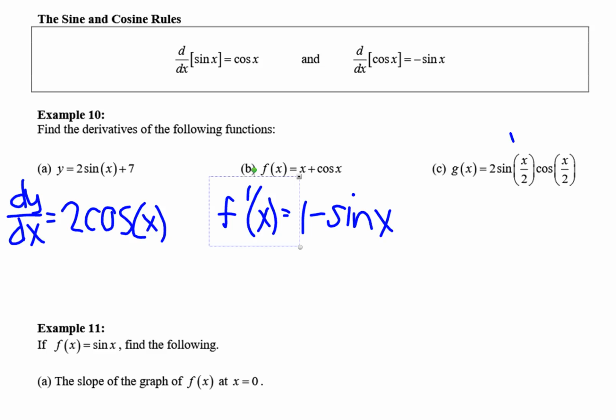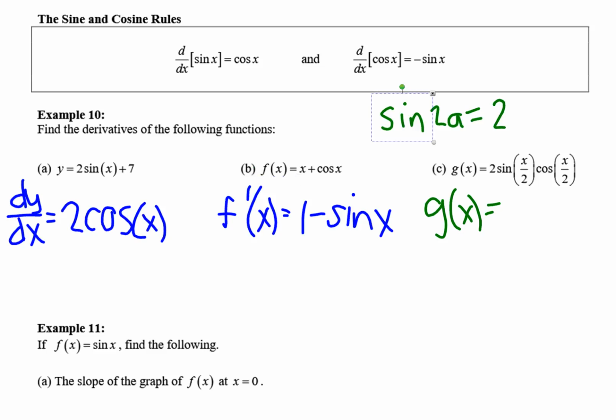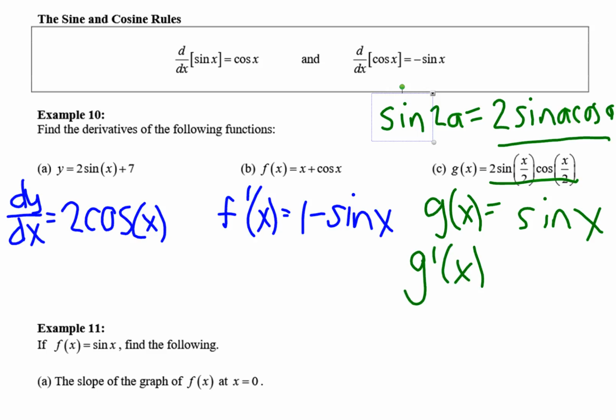Okay, this one, again, we have the product of two functions. We don't know how to work with that yet. So what you have to do is use something else. So I'm going to rewrite this using the double angle identity, which says that sine of 2a, or x, whatever, is the same as 2 sine a cosine a. But you should know that. If you don't, work on it. So I can rewrite this equation as sine of x, because that's 2 times x over 2. So the derivative of that, cosine x.